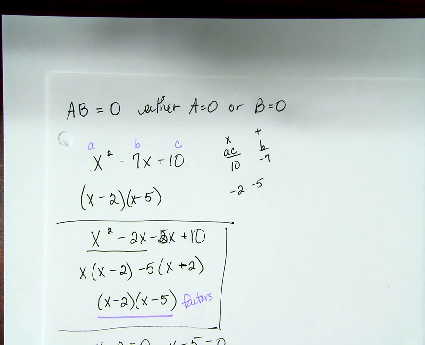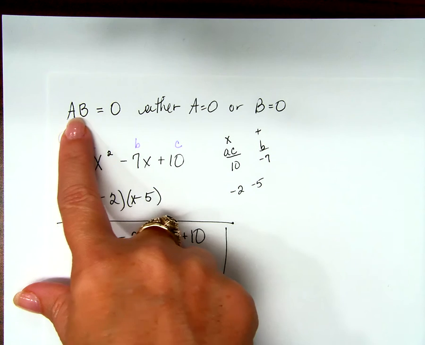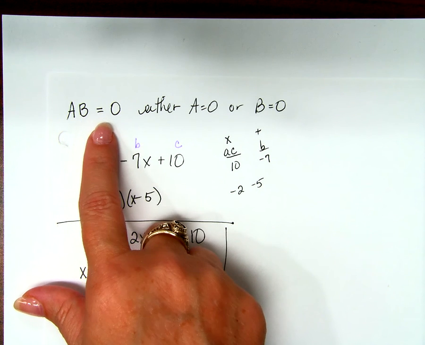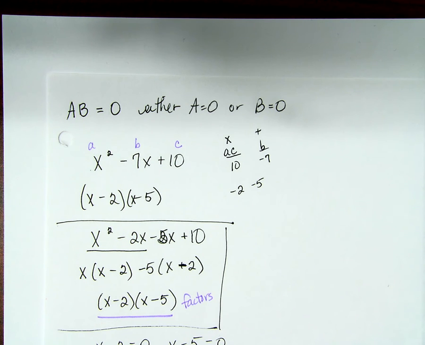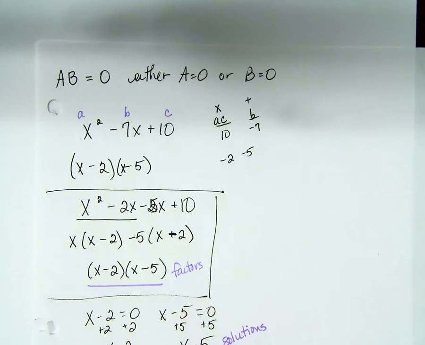We have the zero product property. You remember talking about that? Zero product property. When you have two numbers multiplied together and it has to equal 0, that means one of them has to be 0. Okay? Zero product principle, excuse me, not property.